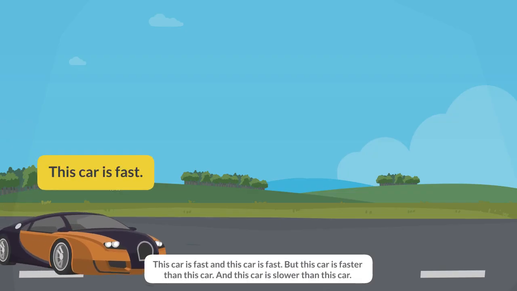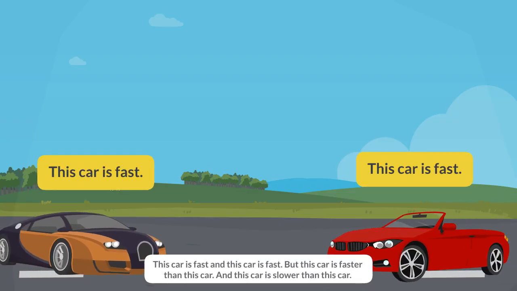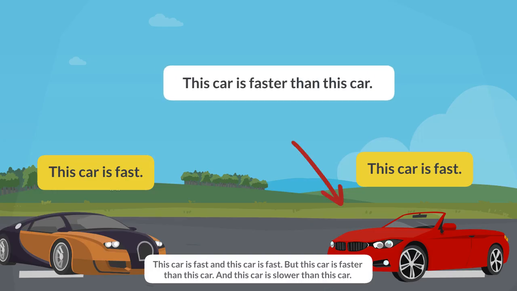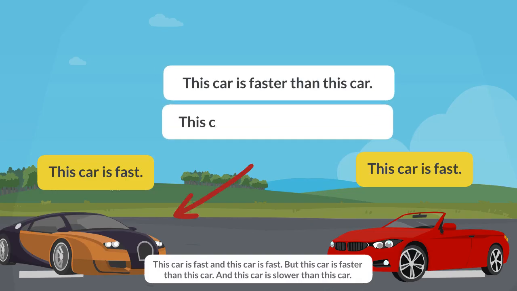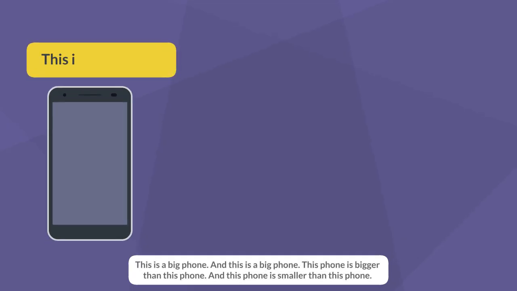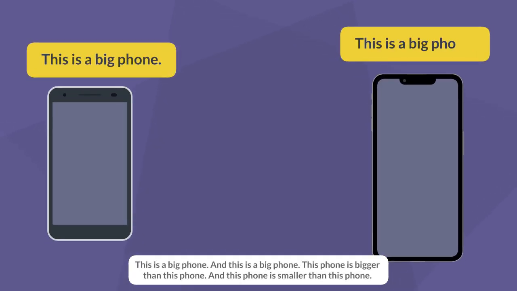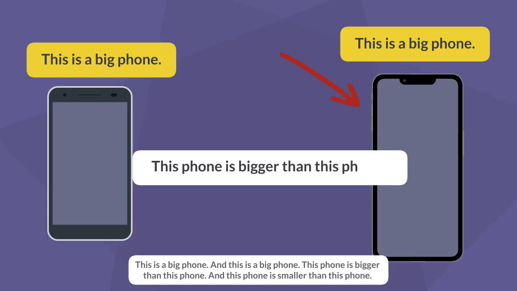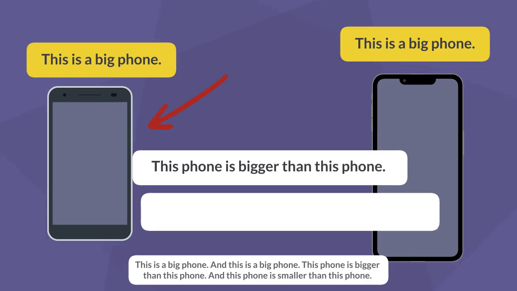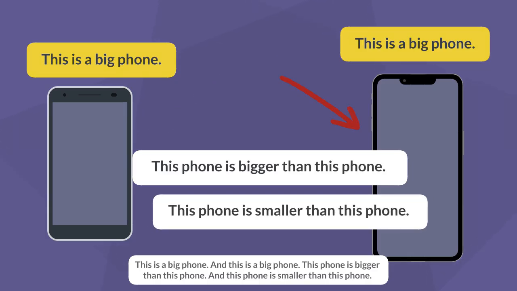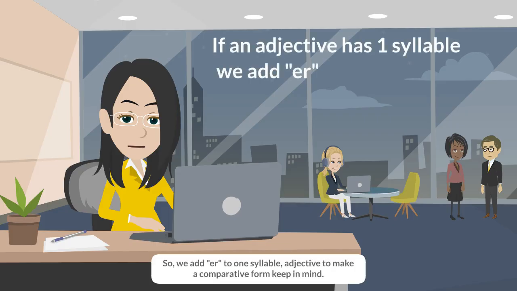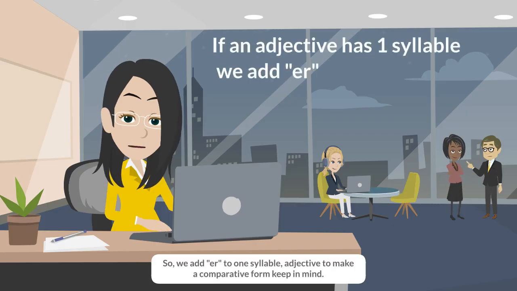This car is fast, and this car is fast, but this car is faster than this car, and this car is slower than this car. This is a big phone, and this is a big phone. This phone is bigger than this phone, and this phone is smaller than this phone. So we add er to one-syllable adjectives to make a comparative form.